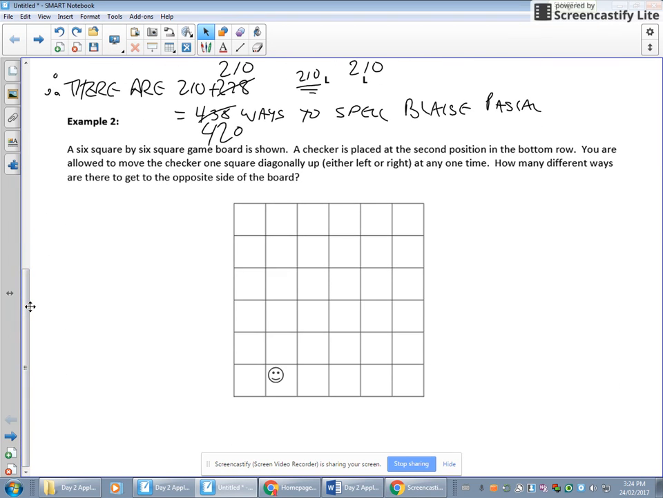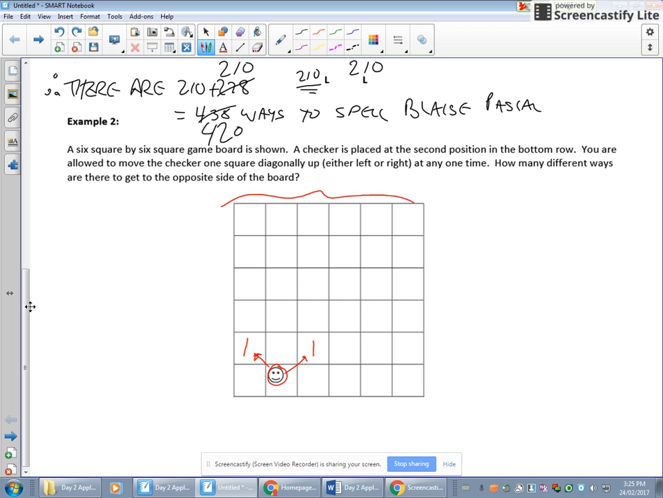Here we're taking a look at a board game. We've got our checker placed at that square, and we can only move diagonally up the board. So we can either go up to the left or up to the right. So the number of ways that I can reach the end of the board, I'm going to be moving up. There's only one way to reach that square. It's to go diagonally left. One way to reach up to the right.